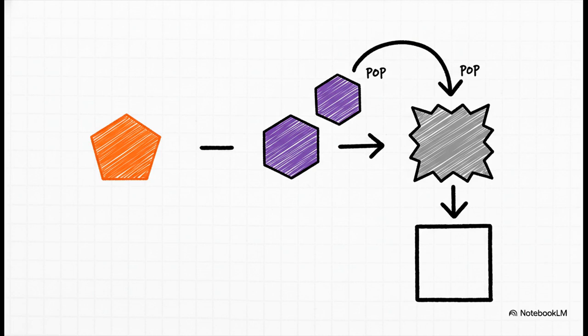And finally, we hit the minus sign. We pop the 9, then we pop the 5. Now the order here is super important. It's the second number we popped minus the first one we popped. So it's 5 minus 9, which gives us -4. We push that result back on.